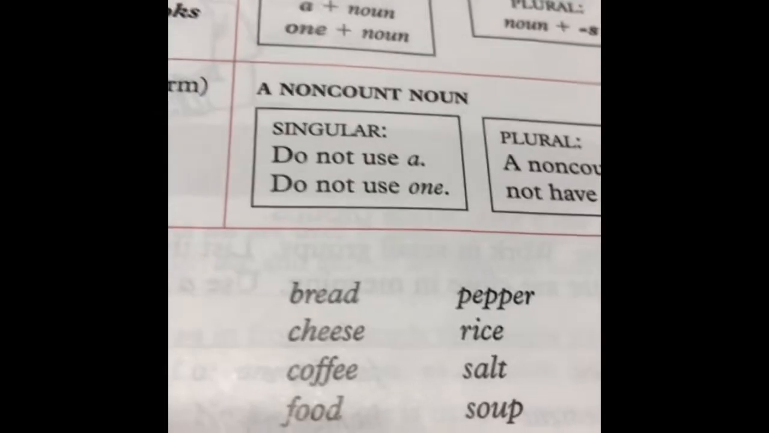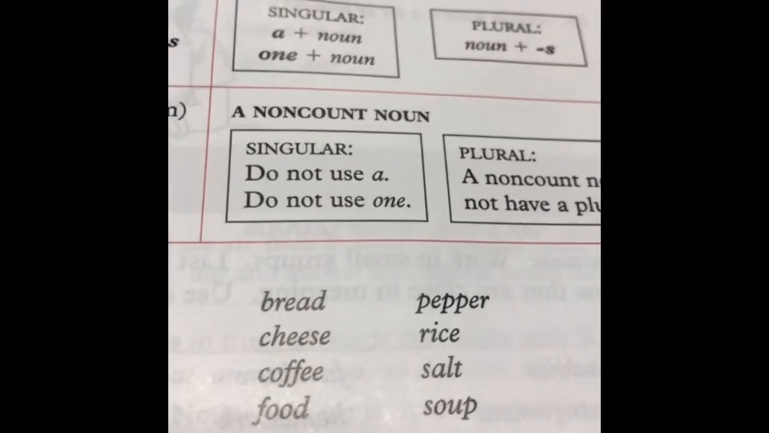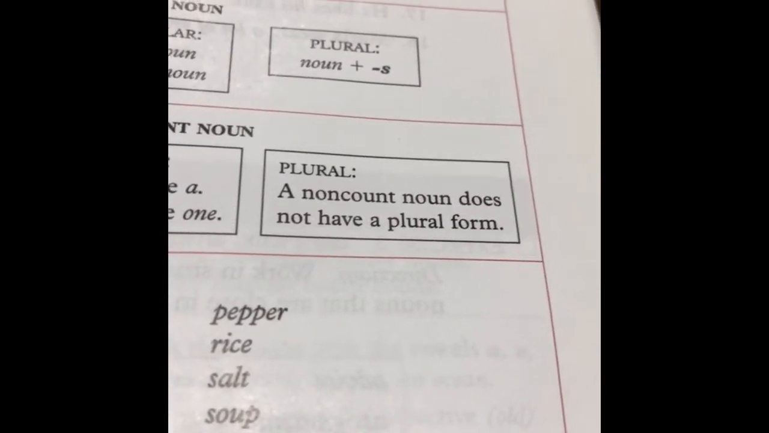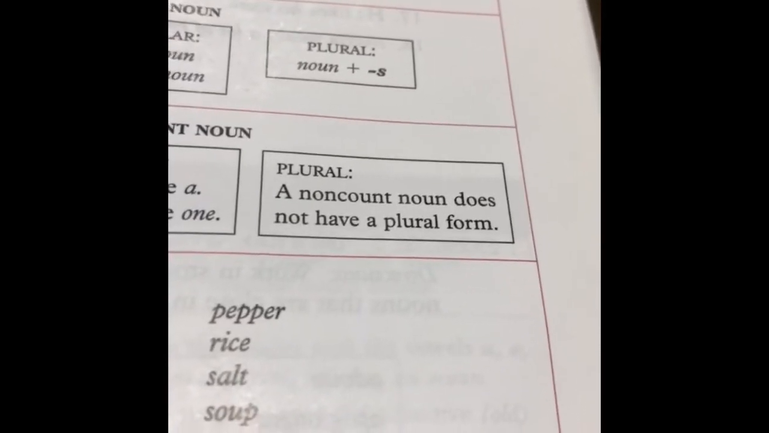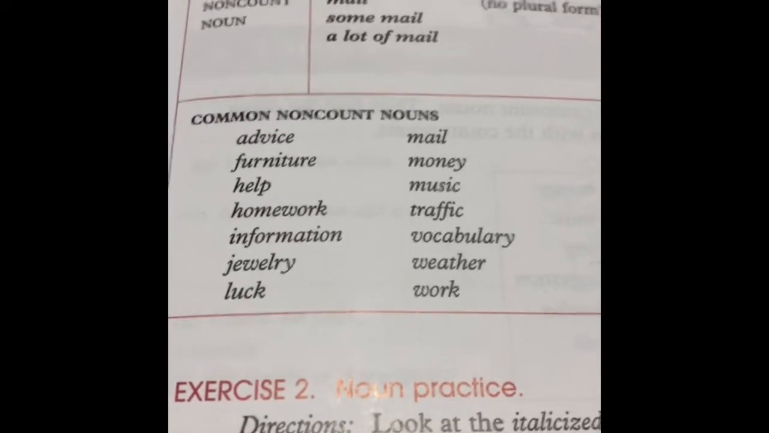So non-count noun, singular: do not use a, do not use one. In the plural, a non-count noun doesn't have a plural form, meaning there is no s. Let's read some common non-count nouns.